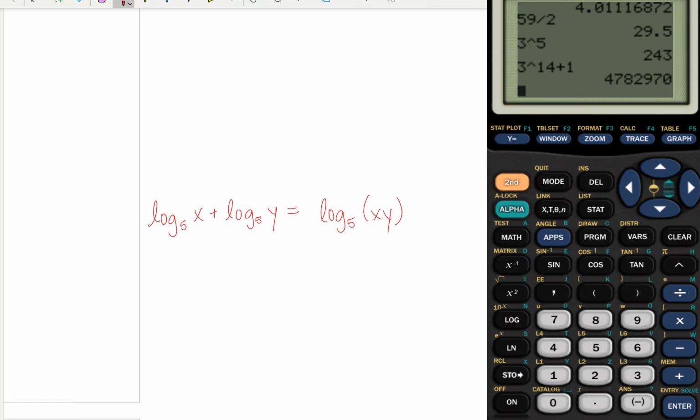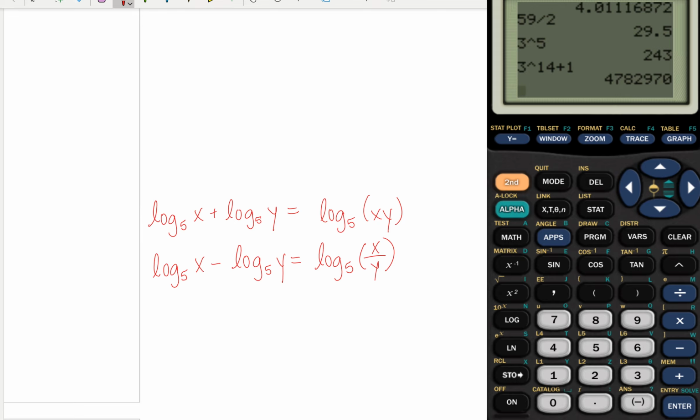So we can actually condense our logarithm when they are the same exact base. Remember, both these have a base of 5, so they can be combined. Same goes for subtraction. If I have log base 5 of x minus log base 5 of y, I know these can be condensed into log base 5 of x divided by y. Like addition is multiplication, subtraction is division.